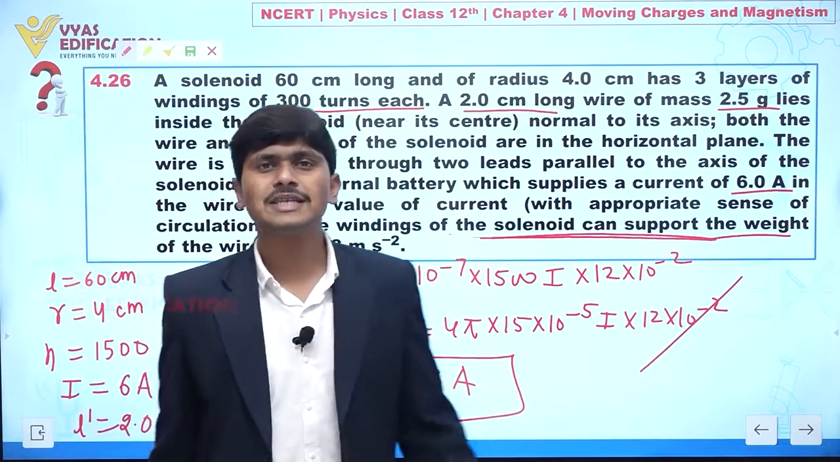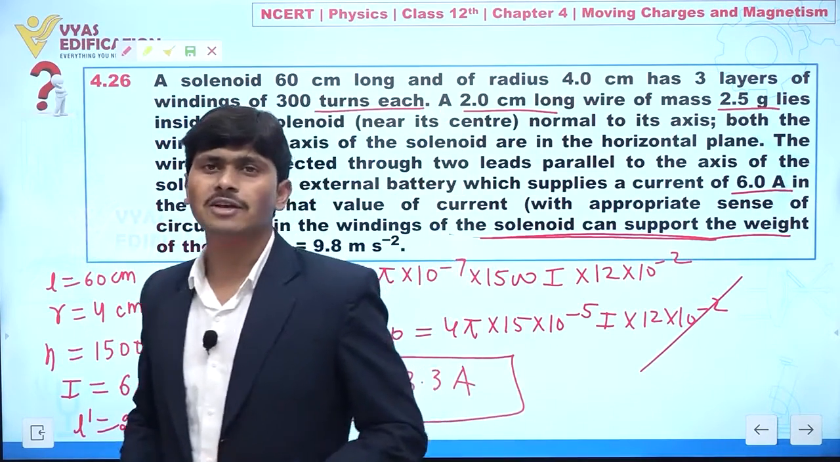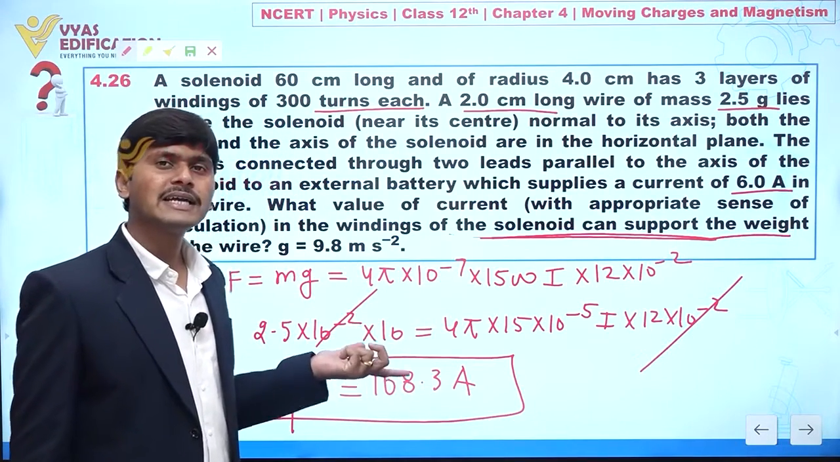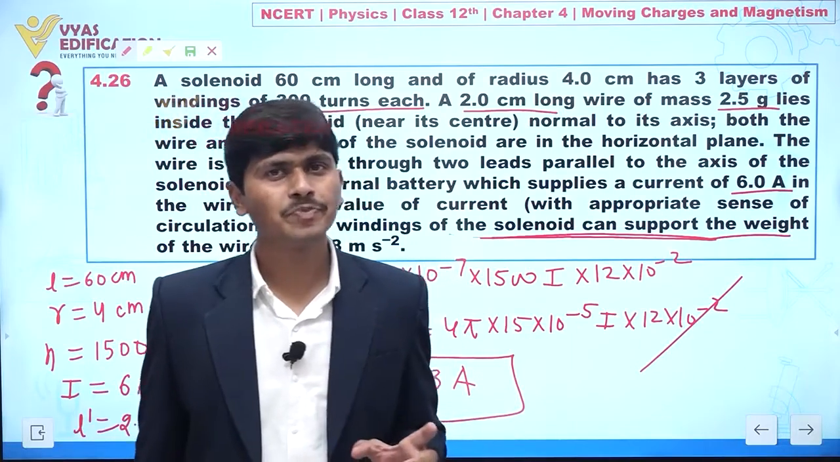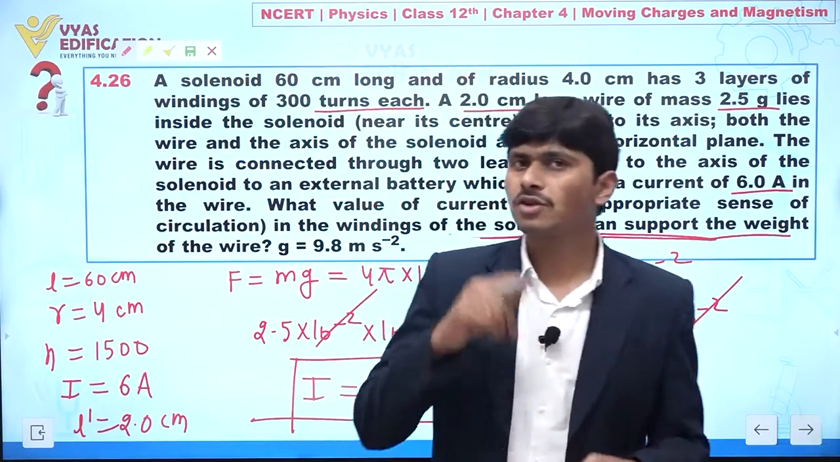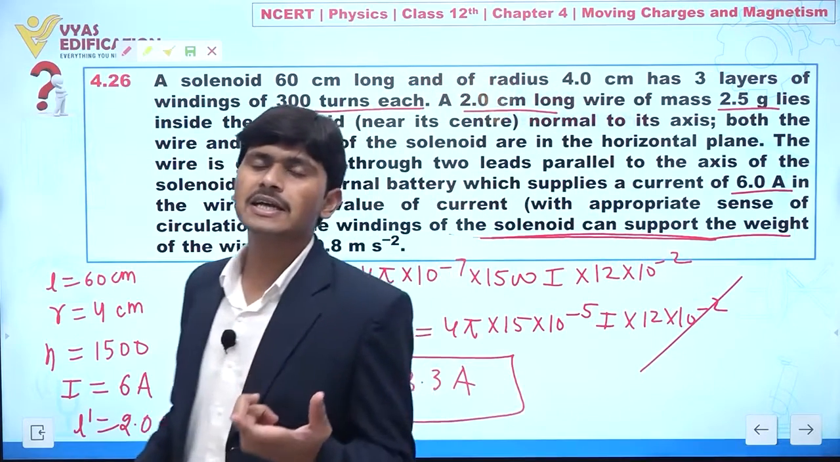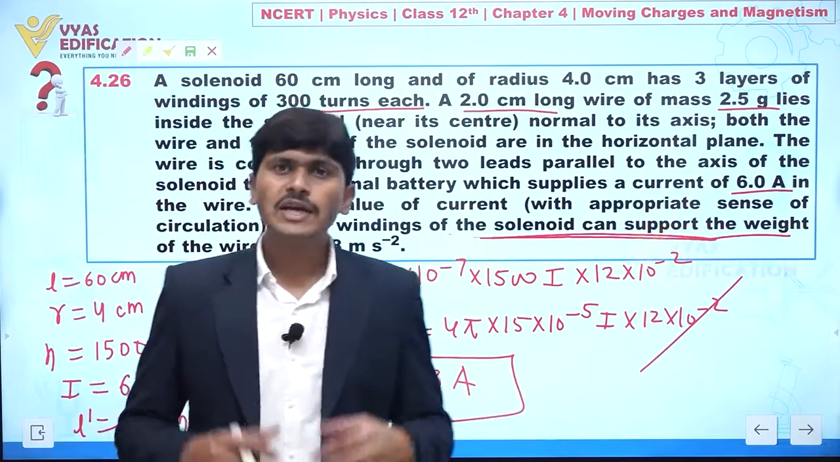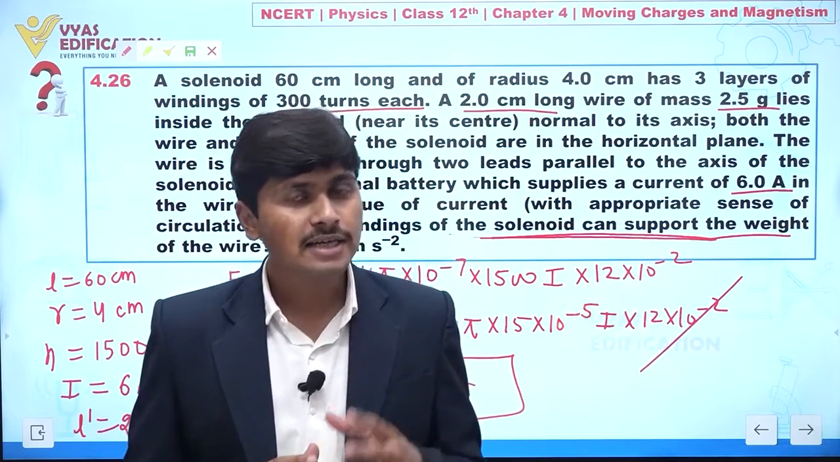So now we can calculate the value of the current that is flowing in the winding, so that it can balance that conducting wire. Clear? So I am again concluding this question. In this question one solenoid is given to you. We are placing a conductor inside the solenoid, and we are also flowing a current in that conductor.